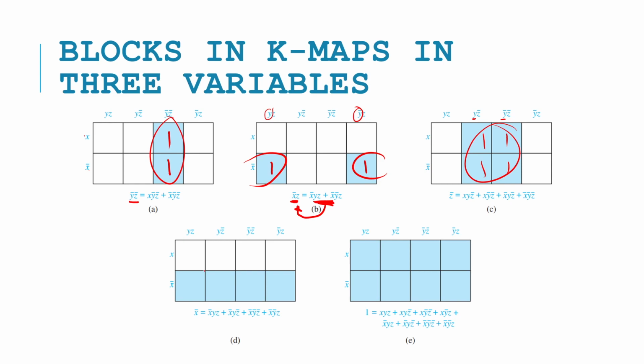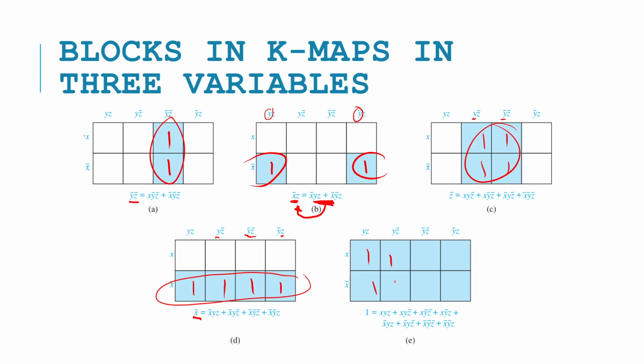Okay, here we have ones in a row. This block, what are the literals that have its complement? We have here y, and we also have z and z prime. So we could do away with y and z literals, and we are only left with x prime.